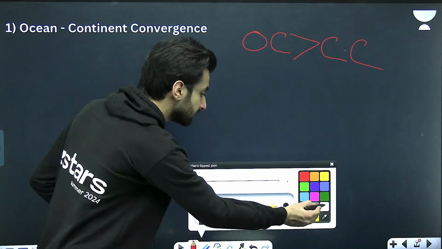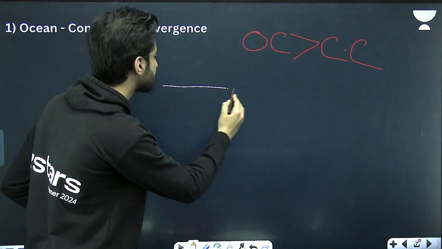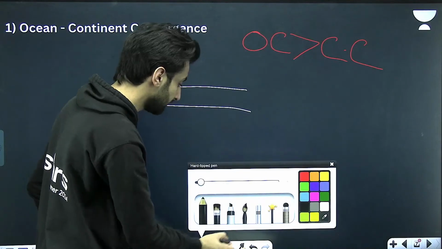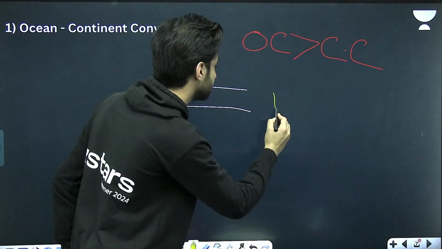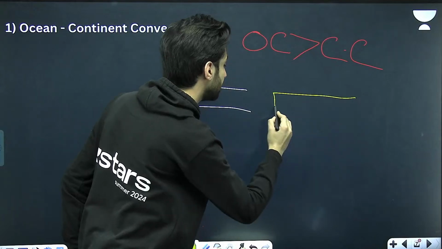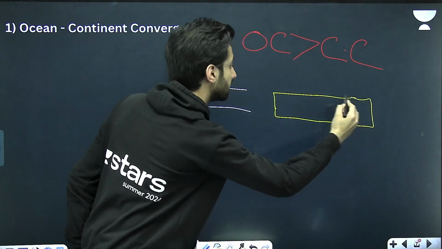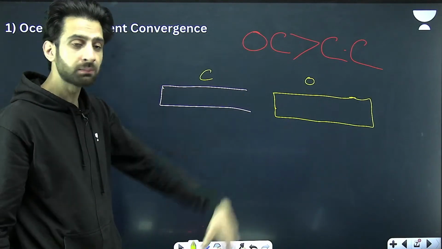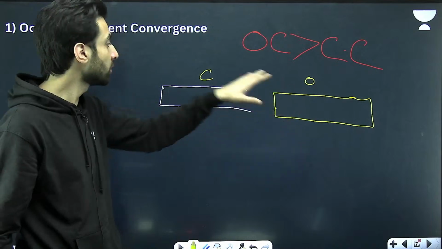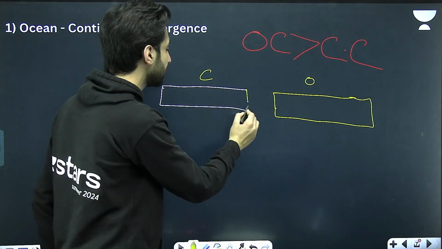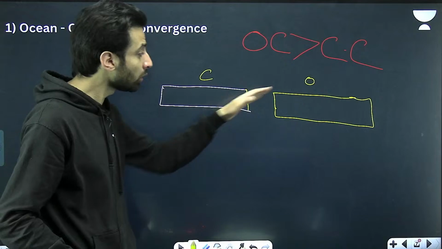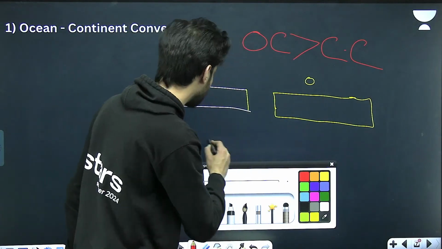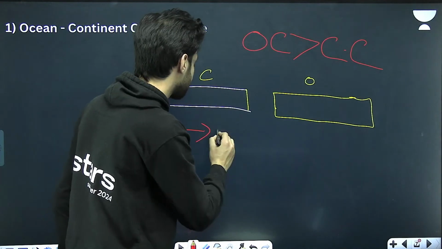So when we look at this, this is the continental plate again, and we have another plate that is the oceanic plate. The plate that is going to subduct is the oceanic plate, not the continental plate, because the continental plate is less dense and it will go over the oceanic plate because of the activity of the magma that is going on in the asthenosphere.